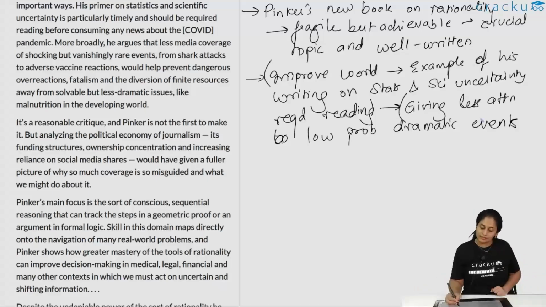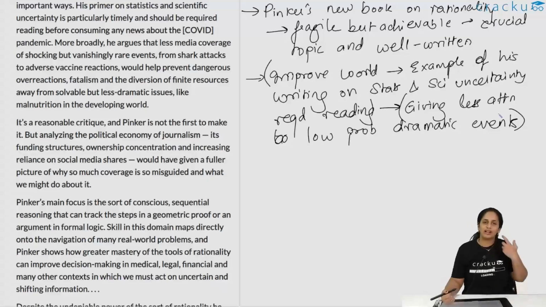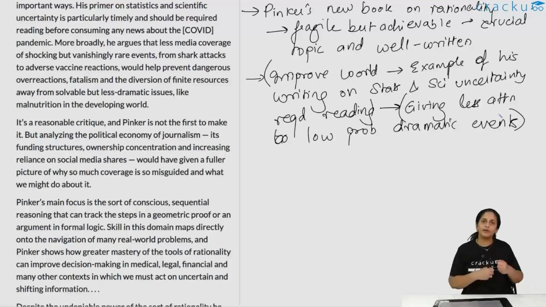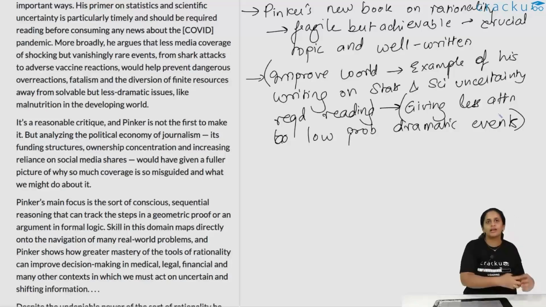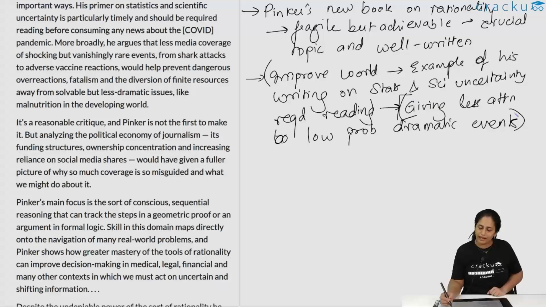Now he comes, okay, this is important. Pinker is right in saying that this is what should be done. But then he says Pinker should have thought, why is this not the case? He should have actually thought about why news works this way. News works this way because of the funding structures in news channels, and how ownership controls are there. Very few people actually own most of the news channels, and there is increasing reliance on social media shares, so it needs to be viral. So when you have those kinds of restrictions, that is why the news focuses on certain types of news and does not focus on other types. If he had actually thought of that, he would have explained why this is the case.